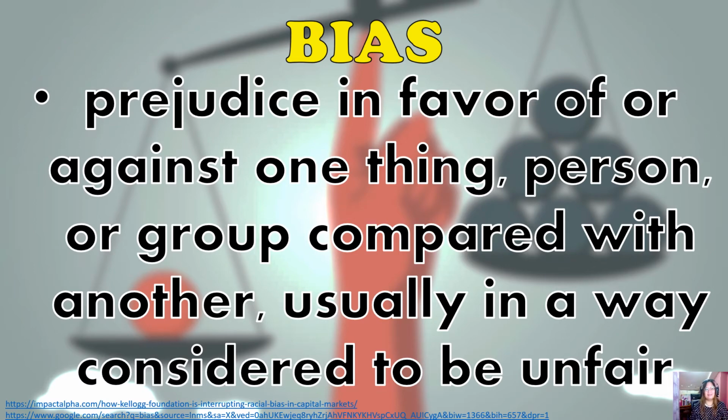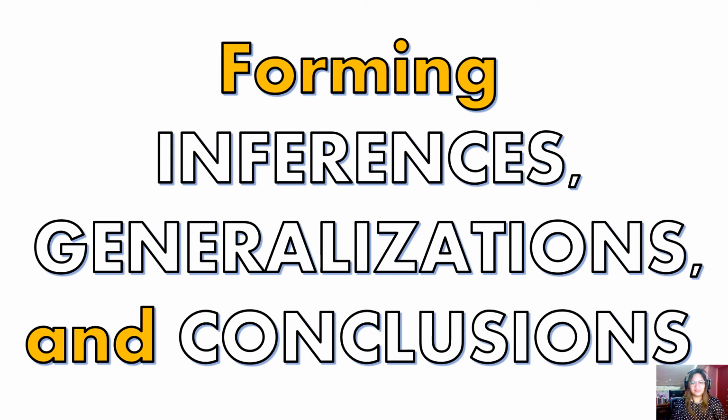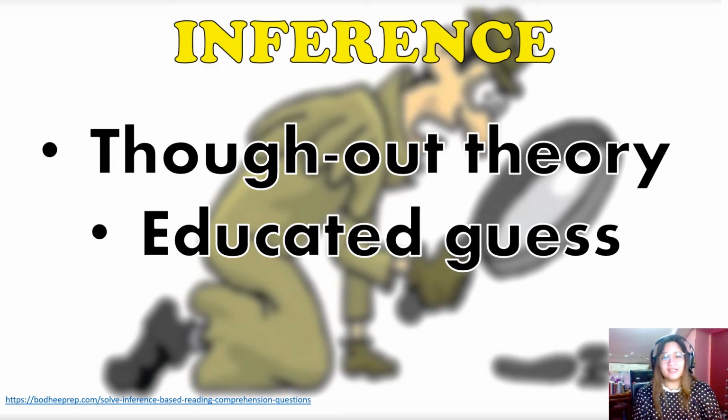That's bias. And also, as students of contemporary issues, you need to be able to form inferences, generalizations, and conclusions. So let's try to see what these things mean. Let's go first with inference. Inference is also known as a thought out theory or educated guess. So meaning you are formulating a conclusion based on your previous knowledge or your background knowledge or the information that you have gathered in the past.